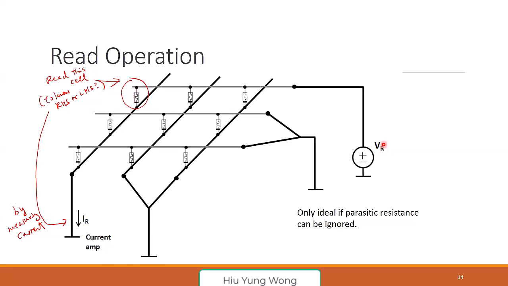So I know that I want to read these cells. I put VR, a high voltage, on top. And then here I ground it and measure. I have a device to sense the current. If I get high current, then I say, okay, this is a low resistance state. If I get low current, then I know this is high resistance. Then I get 0 or 1. Okay, is this scenario clear? Now the problem is this. This is the problem, right?